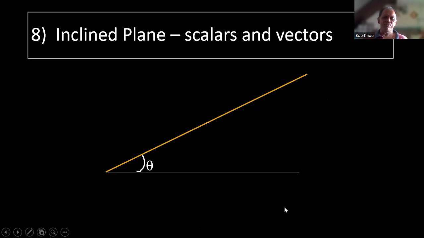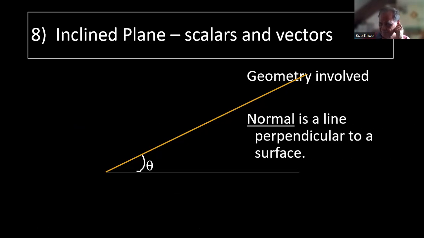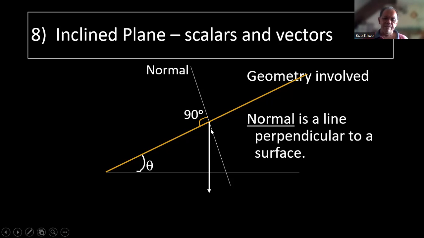Inclined plane, which you must know. It is geometry, which you have done in scalars and vectors, topic 1. There's the normal, just an imaginary line perpendicular to the surface, that's 90 degrees. The weight is usually a vertical line. The triangle is a right-angled triangle, 90 degrees, and this is also 90 degrees, so that angle is 90 minus theta.